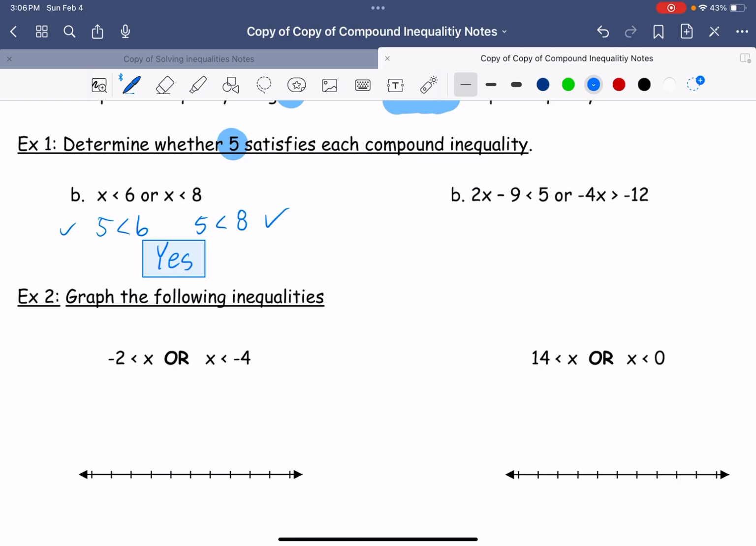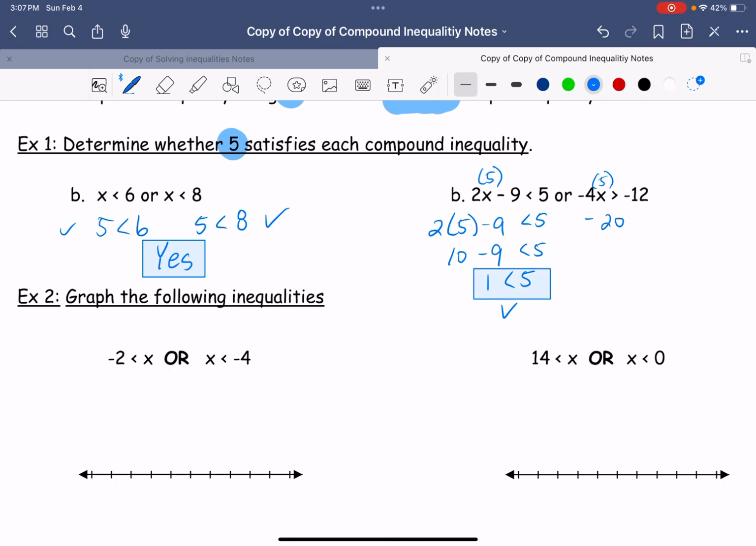All right, let's look at the other one. Last time we solved for x. This time we're just going to plug in 5. Here we're going to plug in 5 and see what happens. So 2 times 5 minus 9. Well, that's 10 minus 9, which is 1, is less than 5. Right? Is 1 less than 5? Yes, it is.